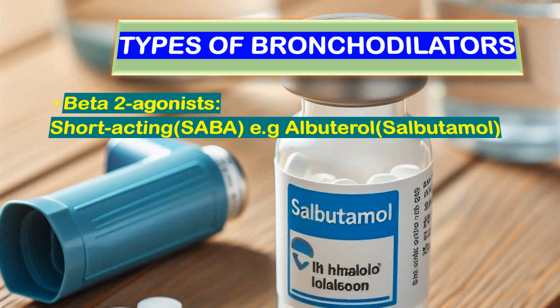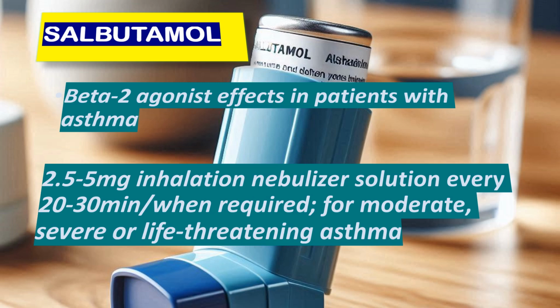For types of bronchodilators, we have beta-2 agonists, which are divided into two. We have the short-acting beta-2 agonist and the long-acting beta-2 agonist. For the short-acting beta-2 agonist, we have albuterol, which is also commonly known as salbutamol. Salbutamol has beta-2 agonist effects in patients with asthma. Its dosages are 2.5 to 5 milligrams inhalation nebulizer solution every 20 to 30 minutes or when required.